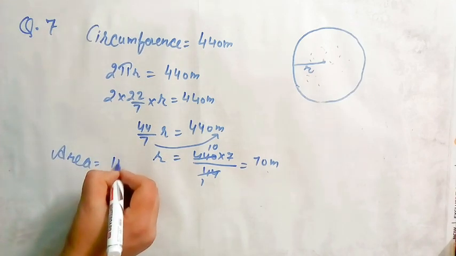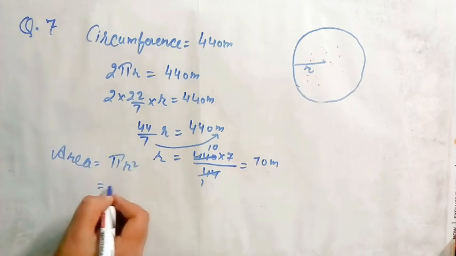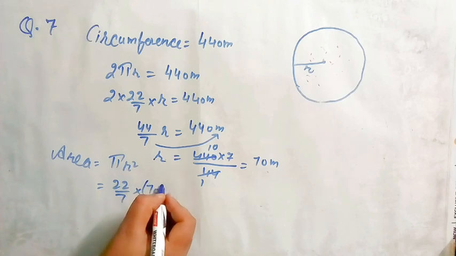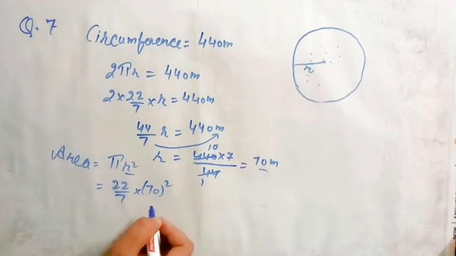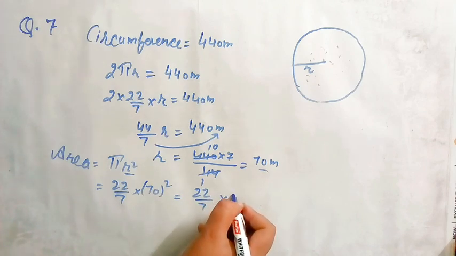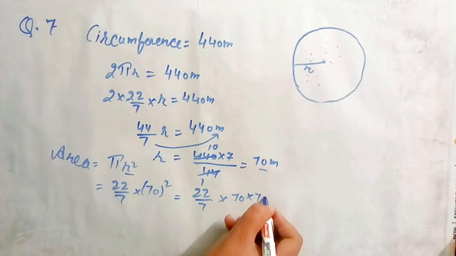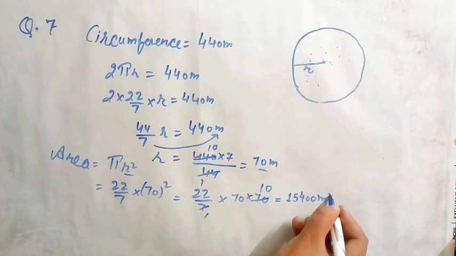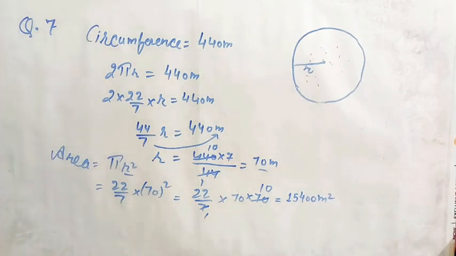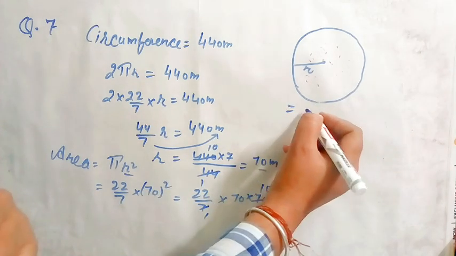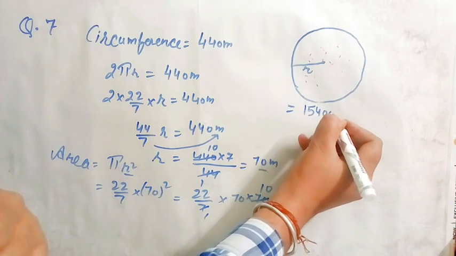Therefore the area of the circle is pi r square, which is 22 upon 7 multiplied by 70 square. So 22 upon 7 multiply by 70 multiply by 70. 7 tens are 70 and 22 multiplied by 7 is 154. Therefore, the area of the circle is 15,400 meter square.